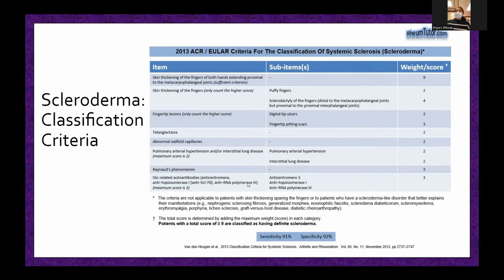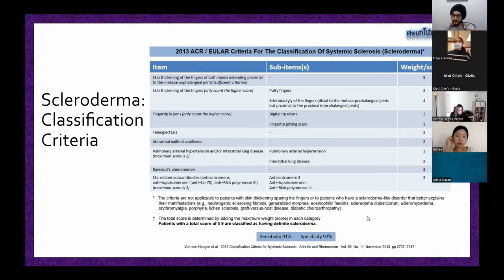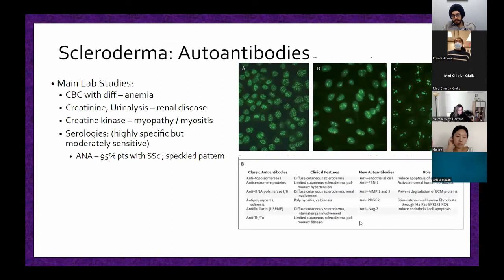So this, of course, doesn't apply for scleroderma mimics, which we'll talk about later. But that is the tool that we can use. Again, this is not a diagnostic tool. This is just a classification system, but these are the things that you would look out for that compose the diagnosis of scleroderma. So what are the antibodies, and what are the kinds of tests you would run on somebody if you suspected scleroderma?